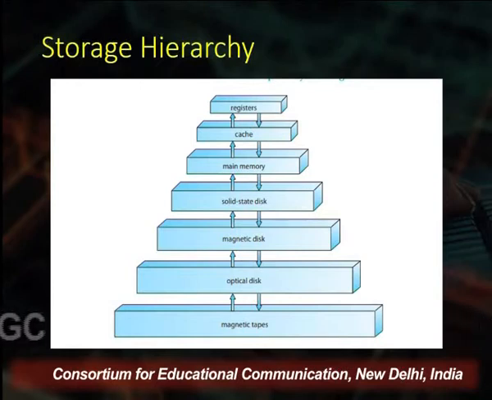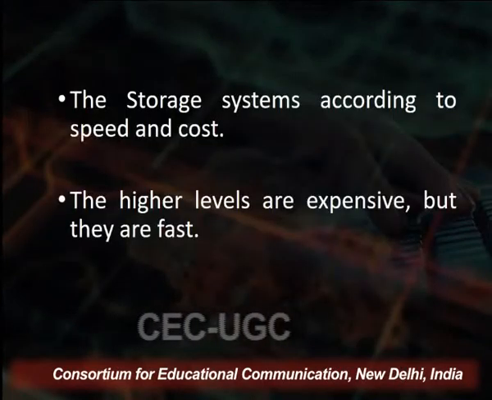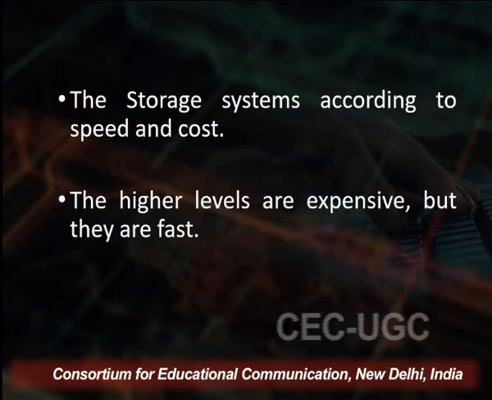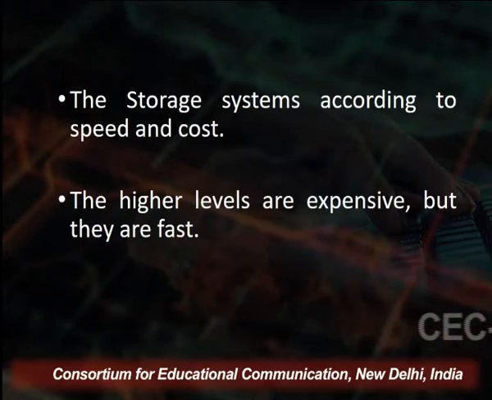Then we have cache memory. As far as the amount available is concerned, it is somewhat more than registers, and also very fast. Then we have main memory, and then we have disk, and so on and so forth. So this is basically known as the storage hierarchy, and it is arranged according to speed and cost.